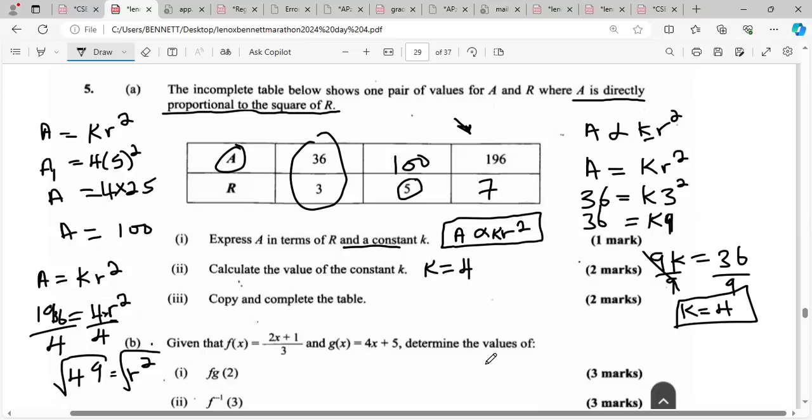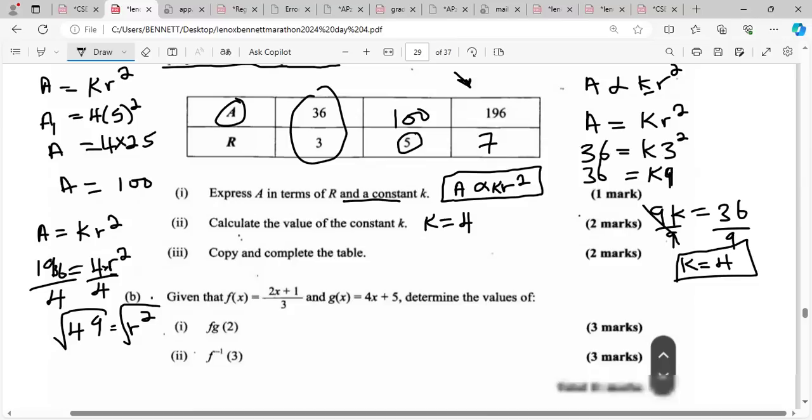Alright, so it says now, given f of x is equal to 2x plus 1 over 3, and g of x is equal to 4x plus 5, determine the value of fg of 2. So they want the composite function, and then you plug 2 into the function.